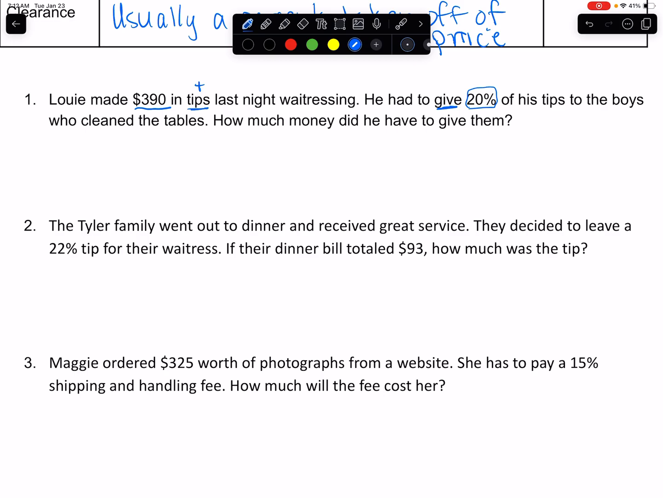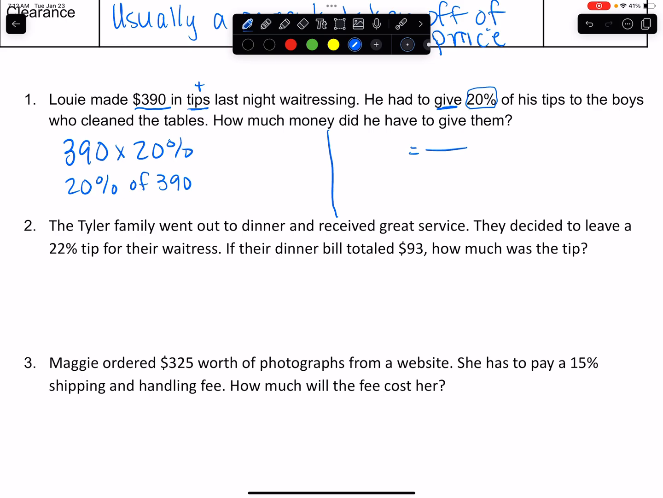So we need to calculate 20%. You can do that by doing 390 times 20%. In the Desmos calculator, you will type 20%, and then it will say "of 390." Or you can set it up with the percent side, which has the 100 on the bottom, and the money side, which is on the other. So he made 390. That is the whole amount, and you put x right there.